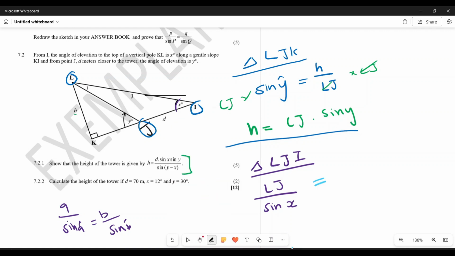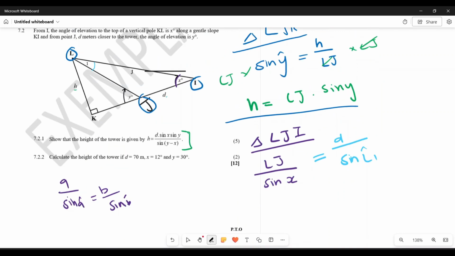This is equal to, so let me equate it, this line JI, which I'm given as D. So I'm going to say this over JI, which is indicated with D, over sine of the angle opposite to this line JI. It is this angle here, L1. Sine L1. Now, as you could see here, I have the angle X. I am looking for LJ. LJ is the only unknown. And on the other equation, my L1 is unknown. Let me see if I can solve for my L1.